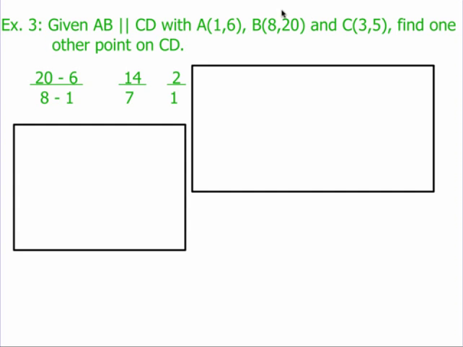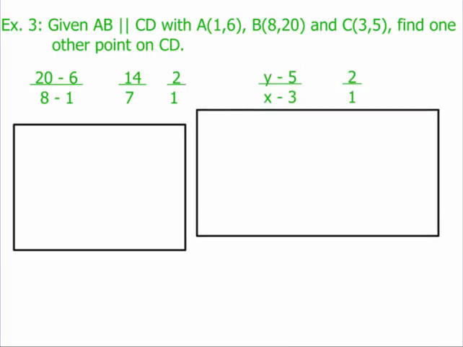Plugging our numbers in. 20 minus 6 is 14. 8 minus 1 is 7. 14 over 7 is 2. And I'm going to leave it as 2 over 1, and I'll show you why in just a second. Oh, for some reason I didn't put the equal sign. If we say that point D is just at the point (x, y), we need to figure out what both x and y are. We could do that using the slope formula. We could say, y minus 5 over x minus 3 equals 2 over 1.